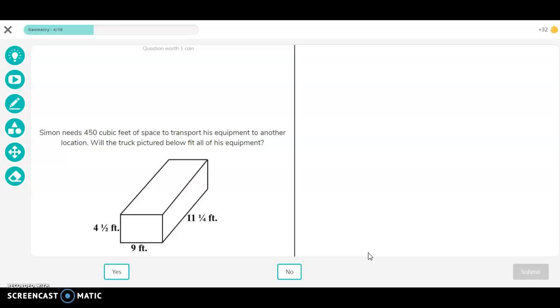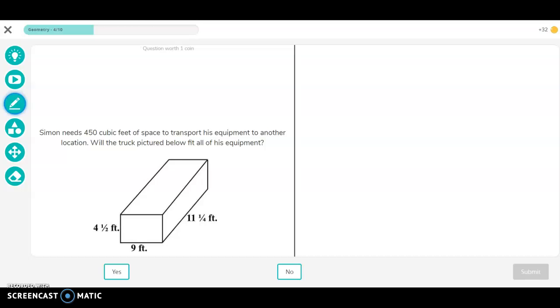Simon needs 450 cubic feet of space to transport his equipment. There might be a repeat in my sound, I apologize, but Simon needs 450 cubic feet of space to transport his equipment. This is the truck bed. We need to figure out if it's going to fit. So what you're going to want to do is multiply these numbers. It either needs to be 450 cubic feet, or it needs to be bigger. If it's less than that, this truck isn't going to work for him.